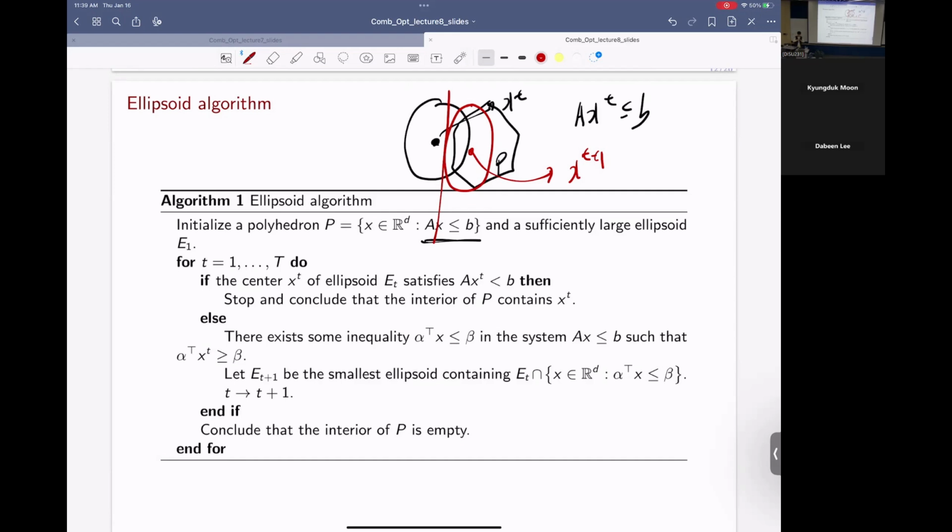Right, you have to take a large ellipsoid. Yeah, this picture is misleading. Yes, you're right.